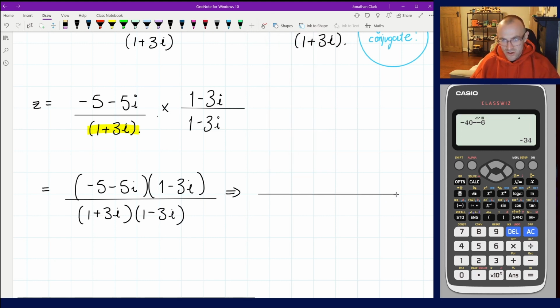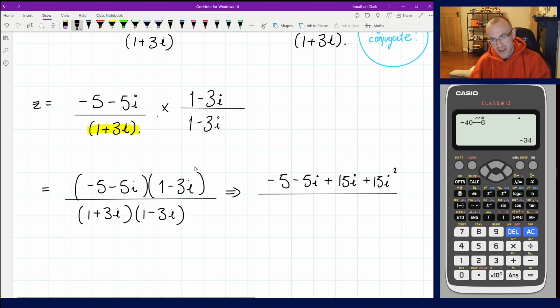So let's try and deal with the top of the fraction first. We've got minus 5 times 1, minus 5i times 1, minus 5 times minus 3i, which is plus 15i. And then finally, minus 5i times minus 3i. So there's a few things going on here. Minus times a minus is a plus. i times i is i squared. Will eventually change to -1, and we'll group two bits together.